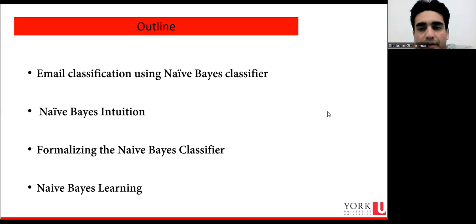In this lecture, first we will see how we can use the Naïve Bayes algorithm to classify normal emails from spam as a simple example. Then I'll describe the intuition of the Bayes algorithm and also the concept of bag of words to solve relatively more complicated problems. Then we will formalize the Naïve Bayes classifier. Finally, we will learn how we can learn parameters for the Naïve Bayes algorithm.